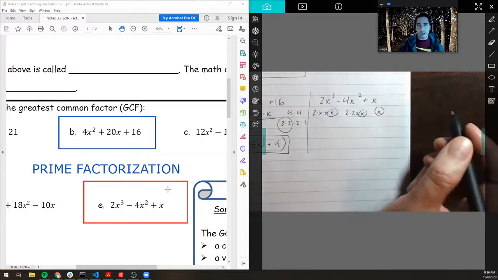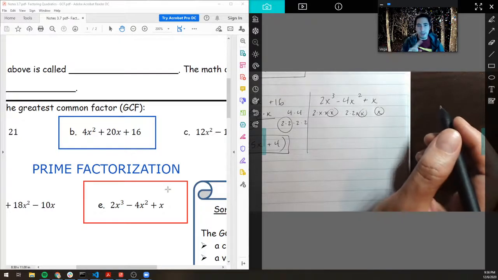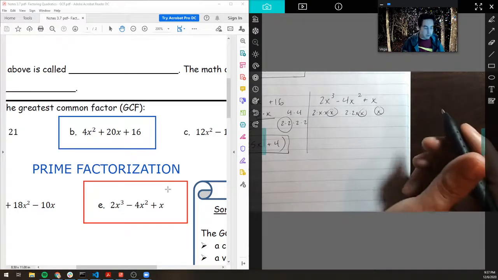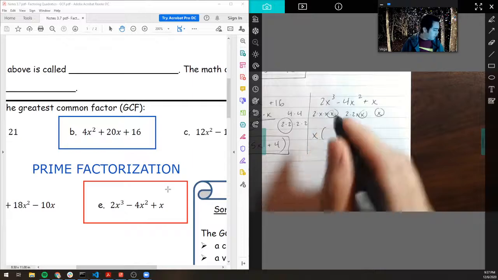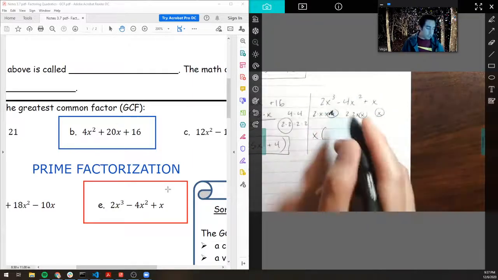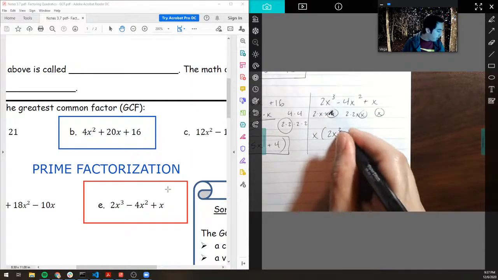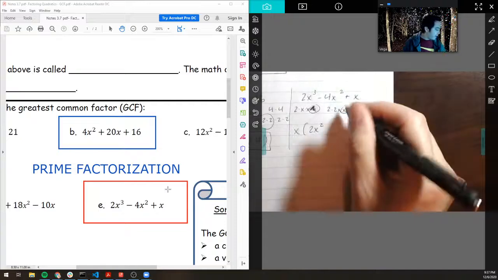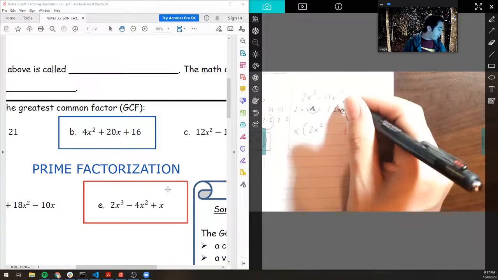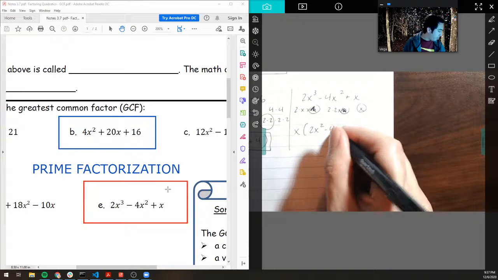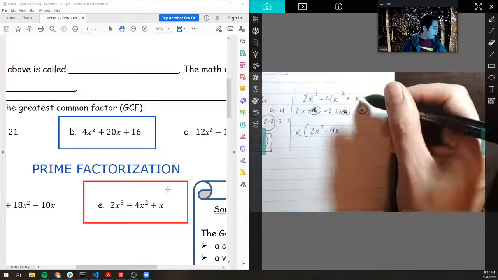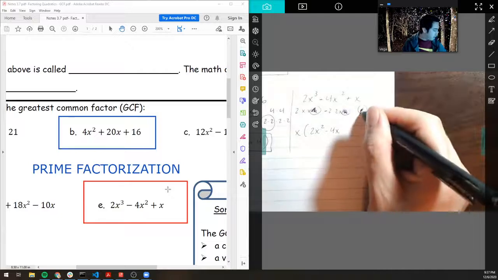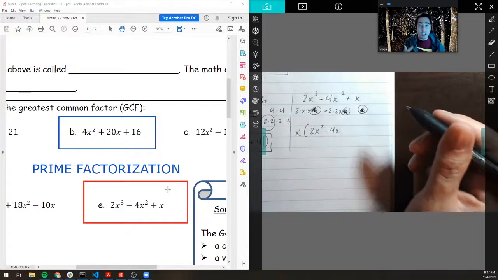You don't always factor out more than one thing, it might just be one thing. It might be a lot of things. But here it's just one thing. So if I take away the x from 2x cubed, I'm left with 2x squared. If I take out an x from negative 4x squared, I'm left with just minus 4x, because there's that minus, so there should be a minus 2 there. If I take out the x here, there's nothing left, or you don't see anything.